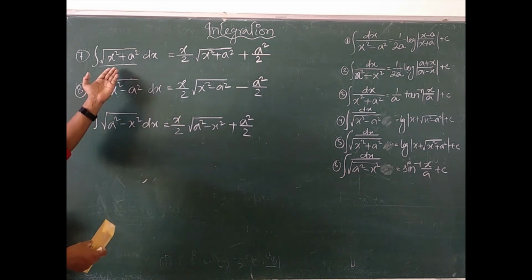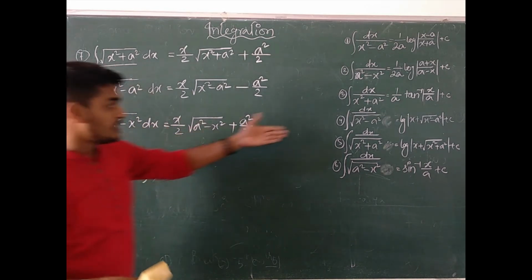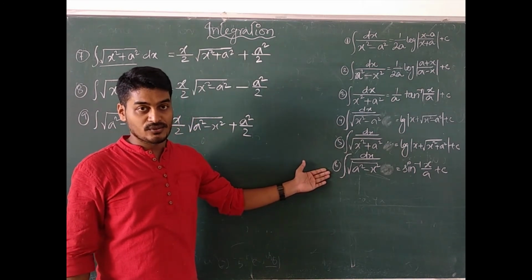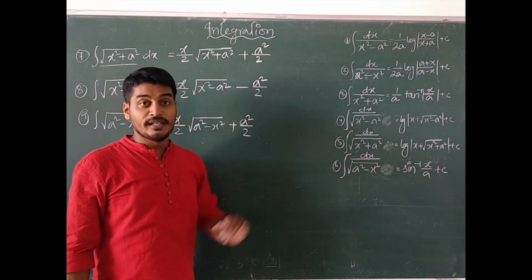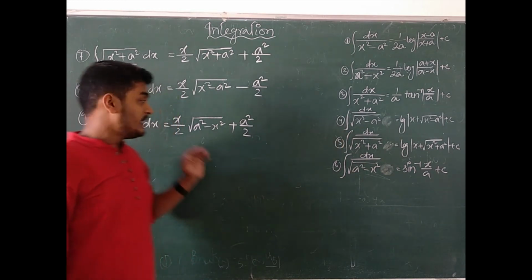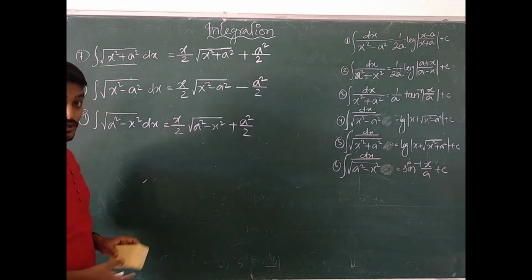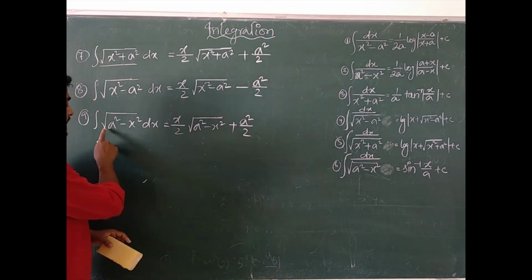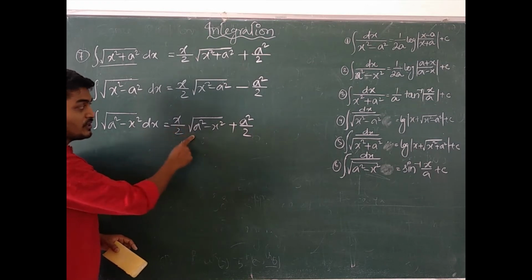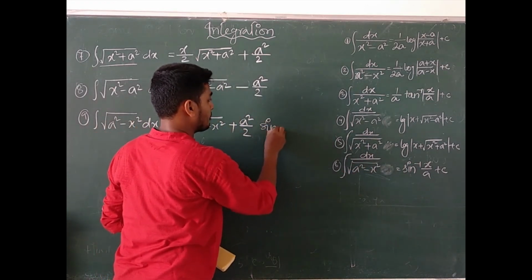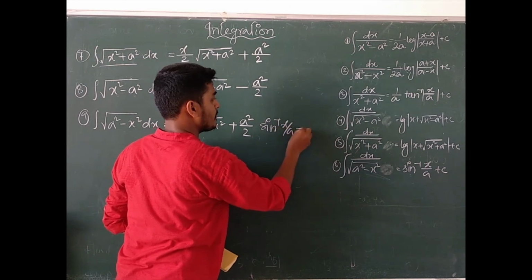Now, what is the next term? I think you can easily find out all those terms here in these formulas 4, 5 and 6. But they are in the denominator. Remember, in the value of their integration, we have to apply that on formulas also. That means integration of square root of a square minus x square is equal to this one plus a square by 2 sine inverse x by a plus c.